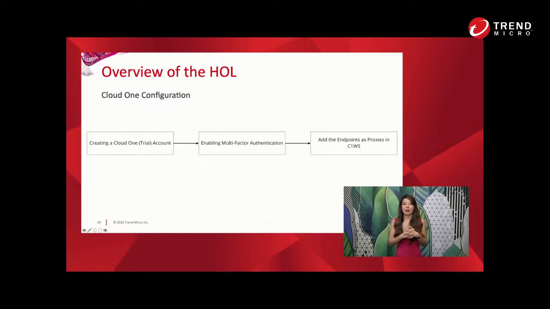So now the first step is to set up your Cloud One account properly. To do that, you will have to create a Cloud One trial account. Once that's done, you have to set up multi-factor authentication within the console itself. Afterwards, you'll be adding the endpoints as proxies in the Cloud One Workload Security console.